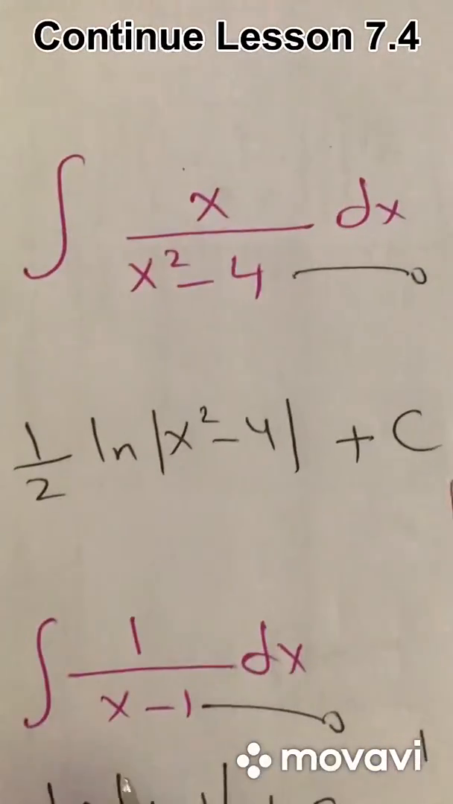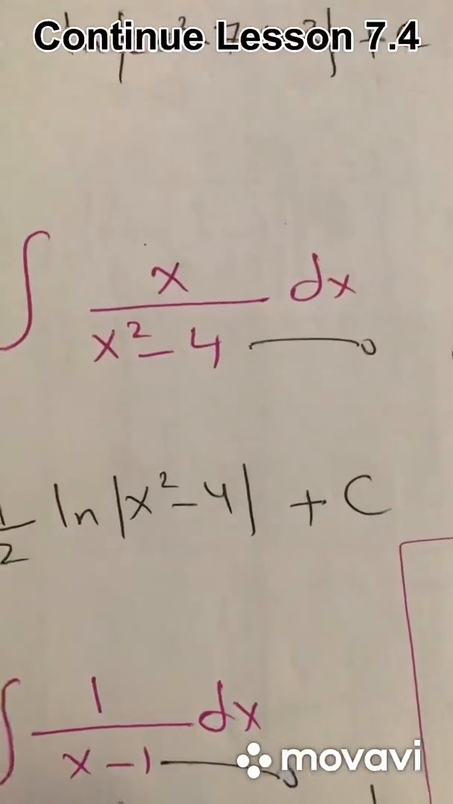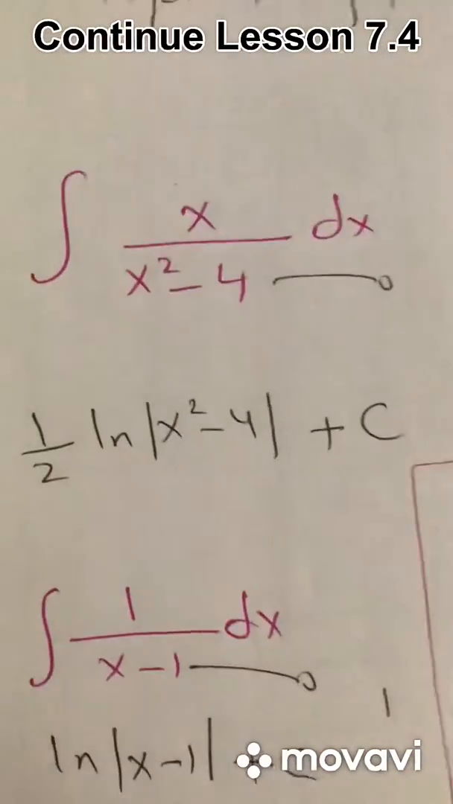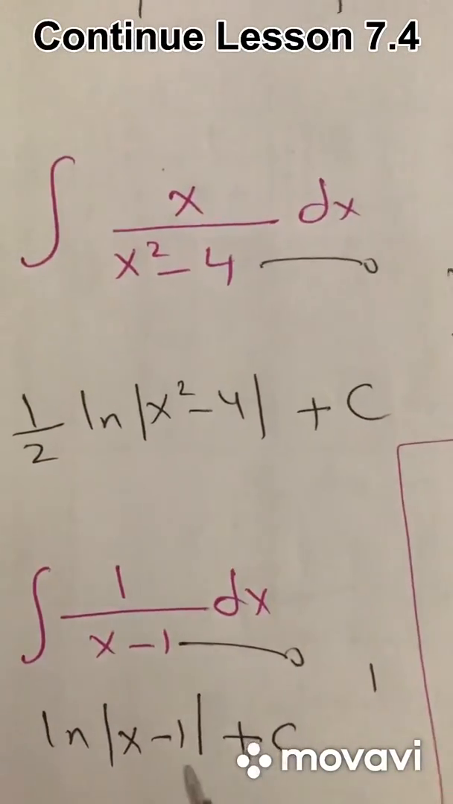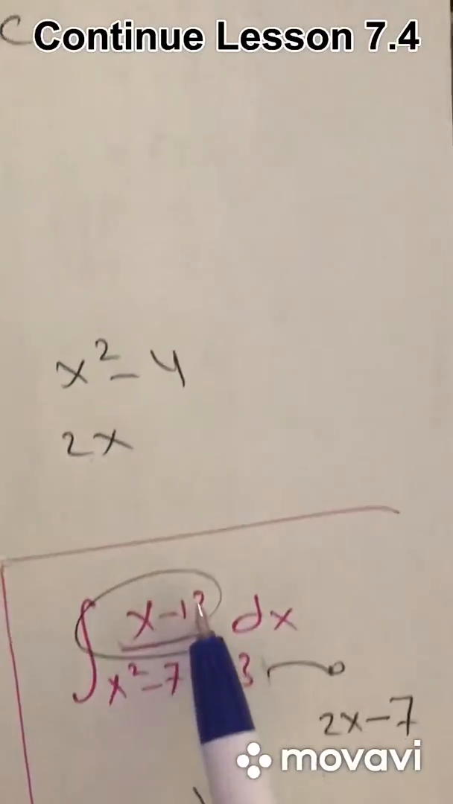What about this one? Do you remember how we used to do it? x minus 1, what is the derivative of x minus 1? It's a 1. So I can write this one directly as ln of the absolute value of x minus 1 plus c. Perfect.